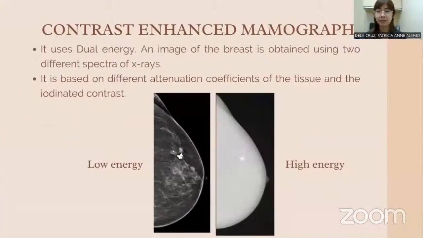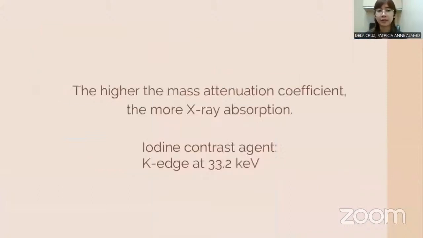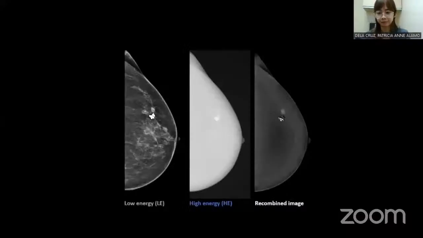So it uses dual energy. An image of the breast is obtained using two different spectra of X-rays. So we have the low energy and the high energy. It is based on the different attenuation coefficients of the tissue and the iodinated contrast. The higher the mass attenuation coefficient, the more X-ray absorption, and the K-edge of iodine contrast agent is 33.2 kiloelectron volts. So here is an example of images obtained in contrast-enhanced mammography.